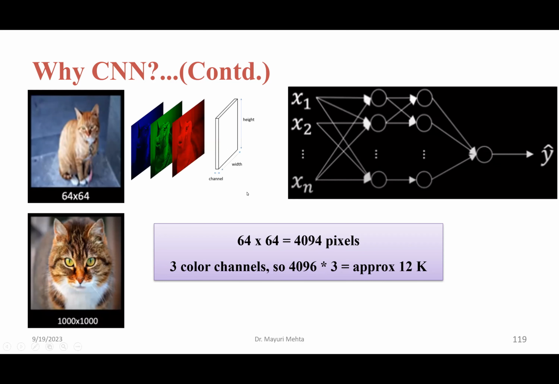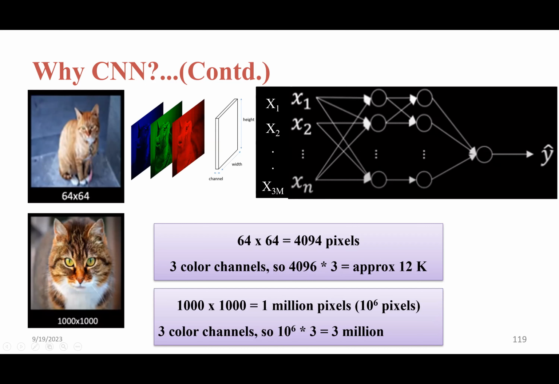Fine. Because we have 3 color channels: a 64 cross 64 red channel, a 64 cross 64 green channel, and a 64 cross 64 blue channel. That's why that number results in 12K. And if it is a 1000 cross 1000 image, with better resolution, then it requires 1 million pixels multiplied by 3. It requires how many? 3 million. So 3 million input elements will be there in the input layer of your neural network. Can you imagine this network? 3 million input elements.